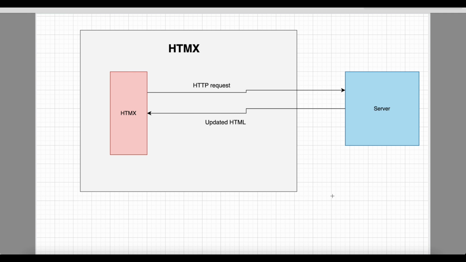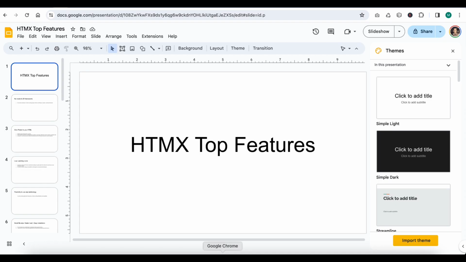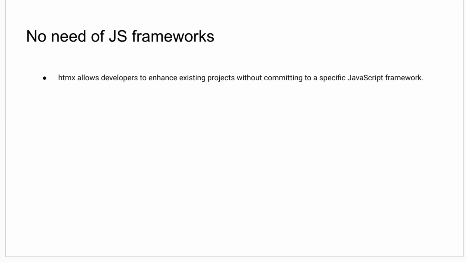Okay guys, now we will discuss all the features one by one. So let me start. The first feature is no need of a JavaScript framework. As I explained in the diagram, if you use HTMX with your HTML, your HTML will be able to make HTTP requests directly to the server. There is no need of a JavaScript framework like React, Angular, Vue, or Svelte. You don't need any of these frameworks if you use HTMX, because HTML can directly interact with the server, and the server will also give a direct response to the HTML without the interference of any JavaScript framework.